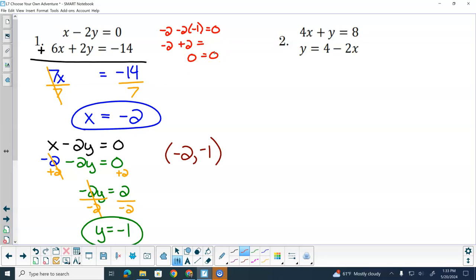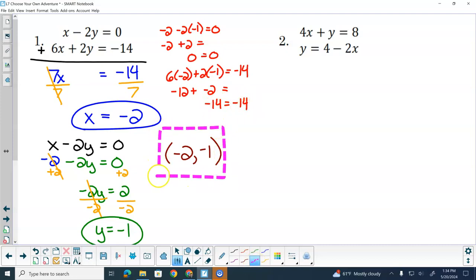Now I got to check it out in the second equation. 6 times negative 2 plus 2 times negative 1 has to be negative 14. 6 times negative 2, negative 12. Positive 2 times negative 1, negative 12 plus negative 2. And negative 14 is equal to negative 14. So therefore, now we are right. We have earned the right to circle our answer. Or, in your case, write the answer on the answer blank.